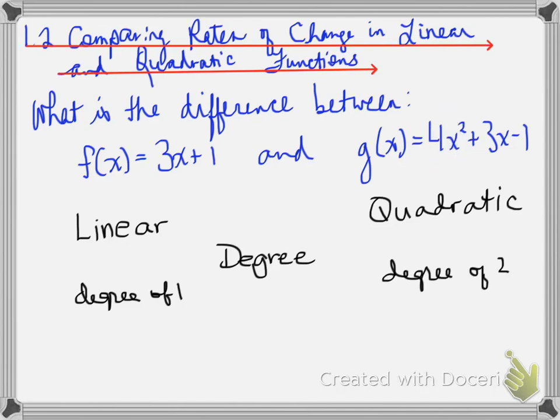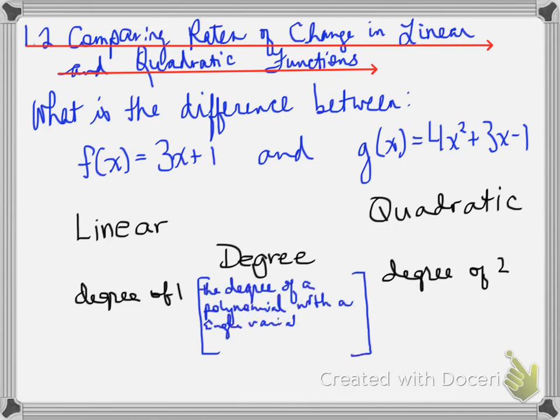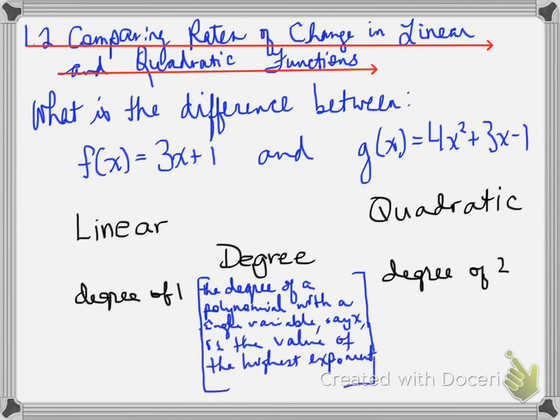Remember again, the degree of a polynomial with a single variable, say x, is the value of the highest exponent. So the highest exponent here for x is 1. The highest exponent in this one is 2. So 2 is the degree for every single quadratic. 1 is the degree for every linear function.